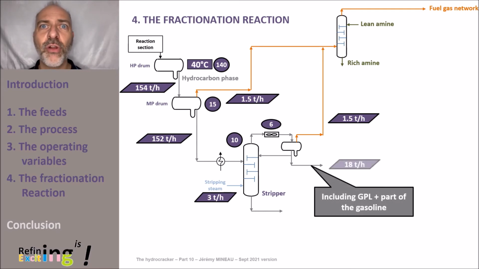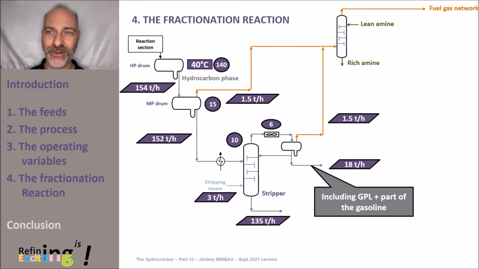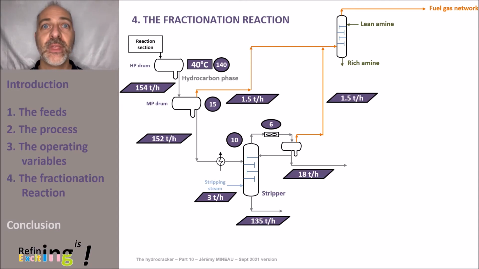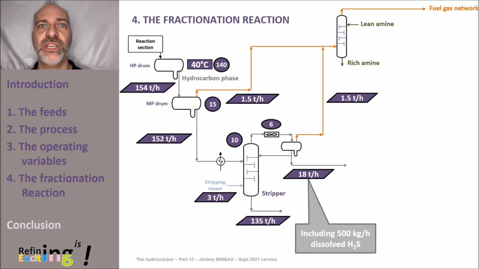The excess of reflux corresponds to the total yield in LPG plus light gasoline plus part of the heavy gasoline. I mean here a flow rate of about 18 tons per hour. The stripper bottom's flow will therefore be the balance, with a flow of about 135 tons per hour, and we will detail its future a little bit later in this MOOC. For information, the gasoline plus LPG stream contains about 30% of the H2S produced in the reaction section.